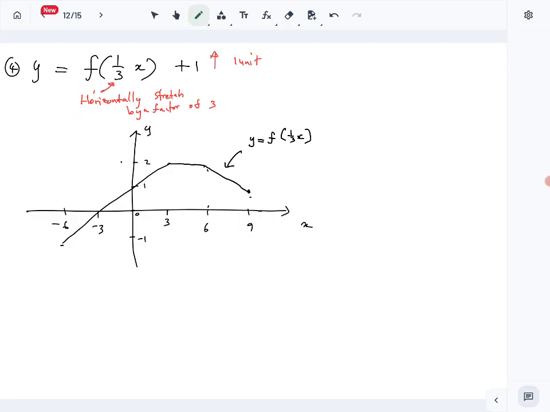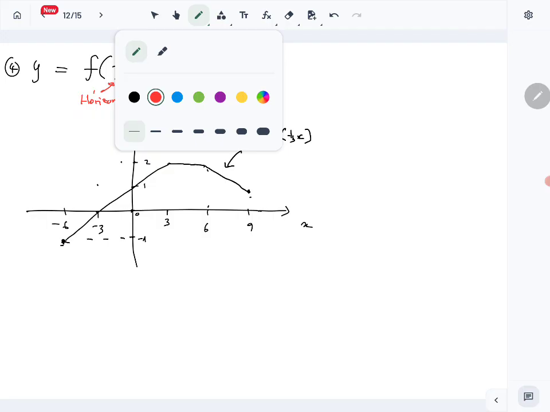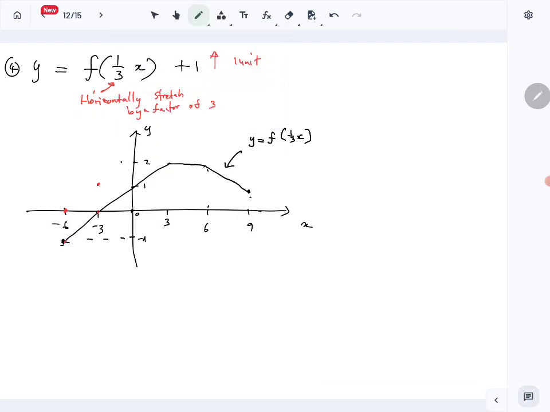Now you have to do what? Now we have to shift everything up by 1 unit. So what happens to this point? Not minus 1, it goes to 0. 0 goes to 1, 1 goes to 2, 2 goes to 3, right? So I will draw that curve here. It's easy, this will go to here, 1 will go to 2, 2 will go to 3. This will go to 3, and this is going to be again this. So this red curve is what? Red curve is the final answer. Y equals f of 1/3 x plus 1. So that is the correct curve. We horizontally stretched and then shifted this up by 1 unit, right? So that is how you apply transformations to get function curves, right?